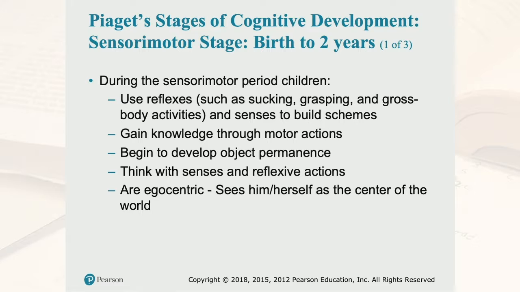And so they gain knowledge through their body. Their brain begins to develop object permanence. Object permanence is the stage of development where, when you're playing with an infant and you take the toy and put it behind their back, at 4 months and 5 months of age, to them it's gone, it's disappeared, it doesn't exist anymore.